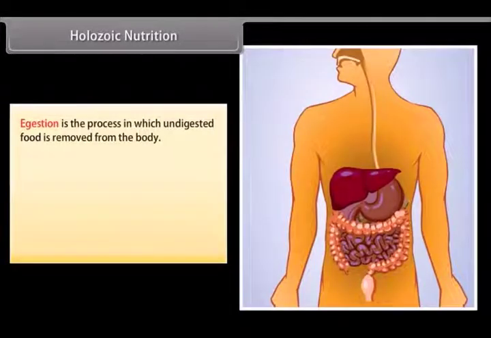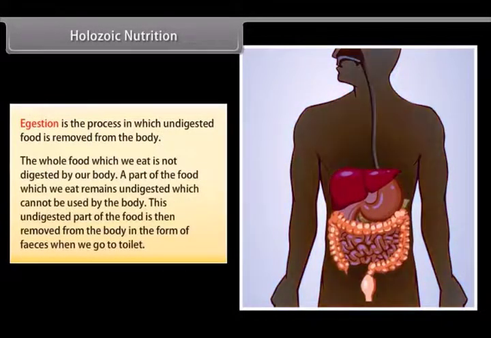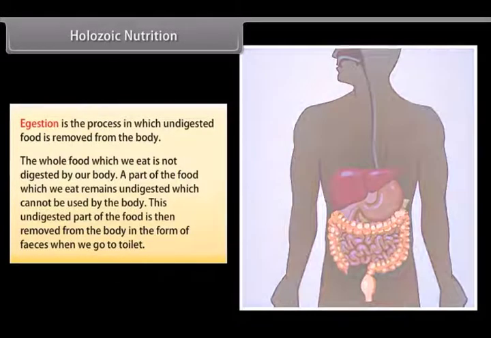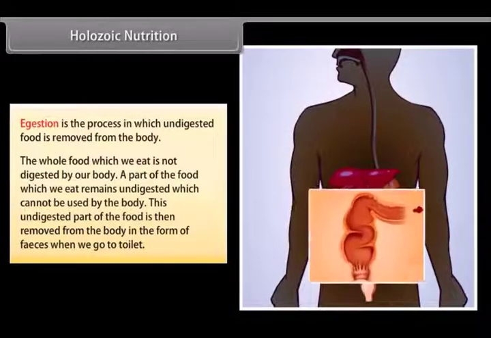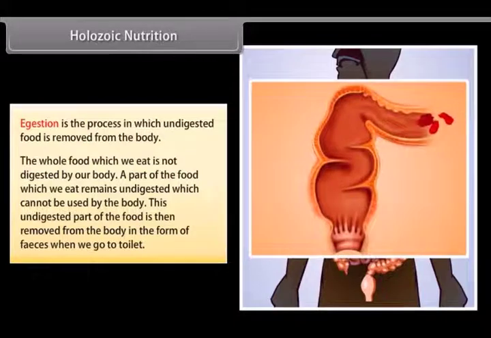Ejection is the process in which undigested food is removed from the body. The whole food which we eat is not digested by our body. A part of the food which we eat remains undigested, which cannot be used by the body. This undigested part of the food is then removed by the body in the form of feces when we go to the toilet.